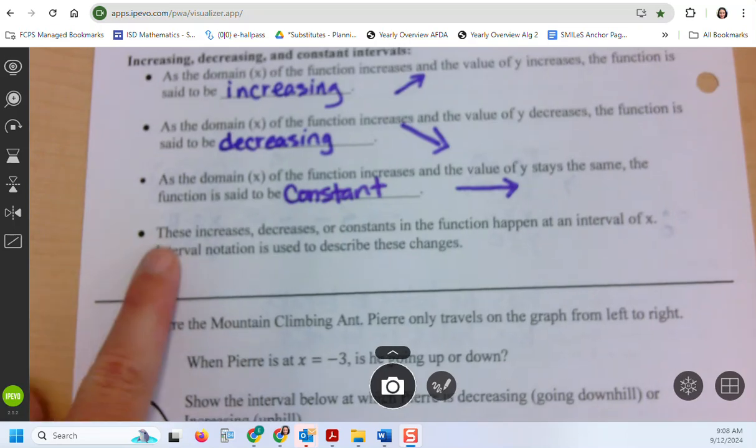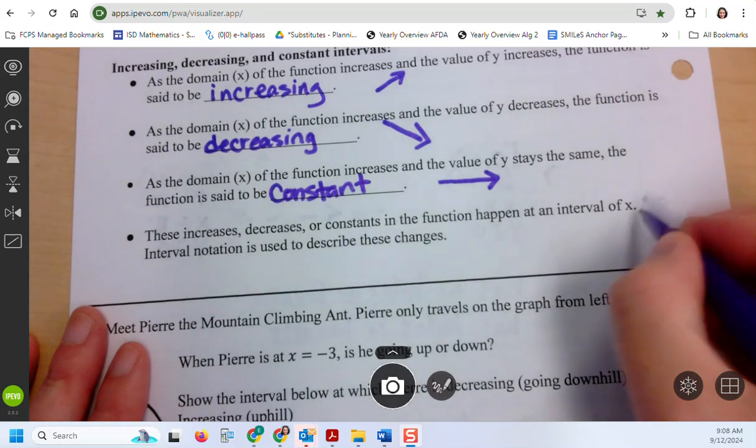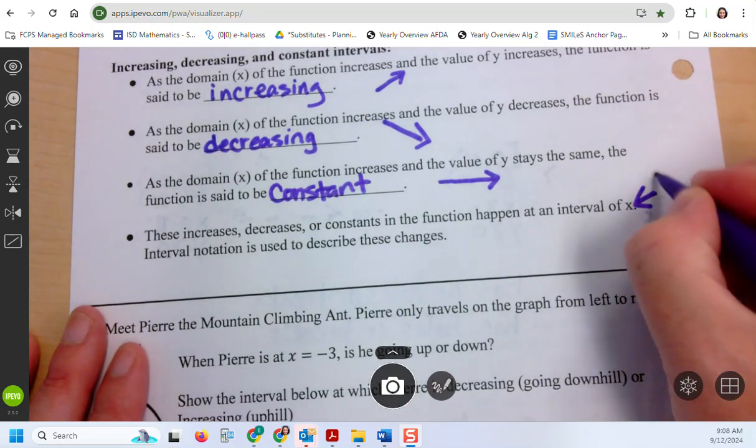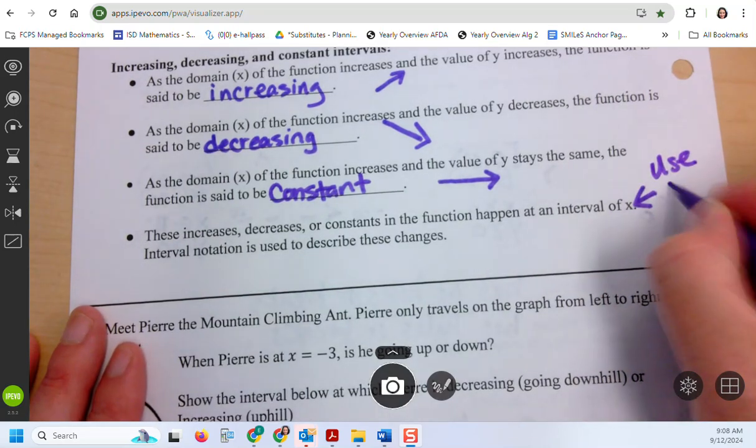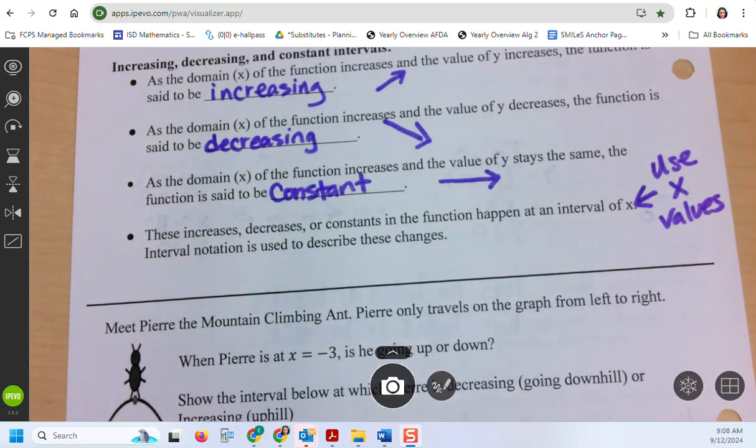So these increases, decreases, or constants in the function happen at an interval of x. So that means we're always going to use x values. All right, so we know domain uses x, we know range uses y, and when we describe increasing and decreasing intervals, we're always going to use x values. All right.